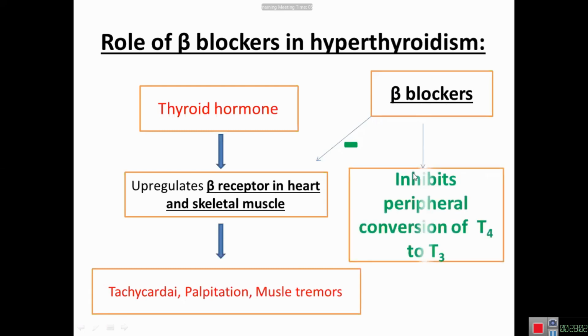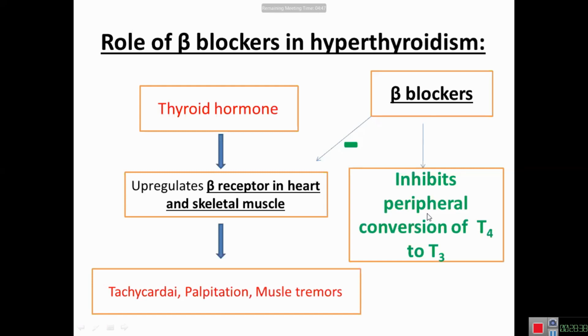will inhibit the peripheral conversion of T4 to T3. This is the additional property. Don't forget it: beta blockers inhibit peripheral conversion of T4 to T3. So, can you tell me the name of the drug, other than beta blockers, that possesses this property of inhibiting T4 to T3 conversion? Propylthiouracil. Very good, propylthiouracil.